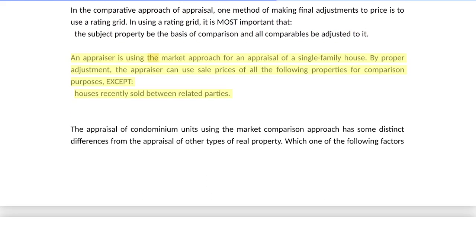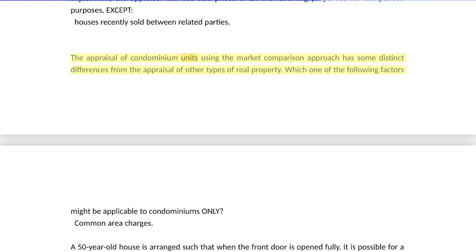An appraiser is using the market approach for an appraisal of a single-family house. By proper adjustment, the appraiser can use sale prices of all the following properties for comparison purposes, except houses recently sold between related parties. The appraisal of condominium units using the market comparison approach has some distinct differences from the appraisal of other types of real property. Which one of the following factors might be applicable to condominiums only?